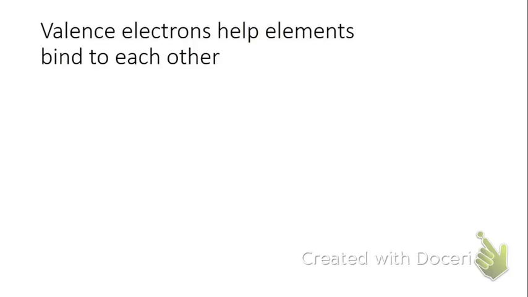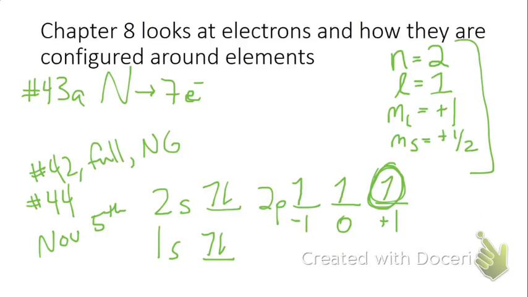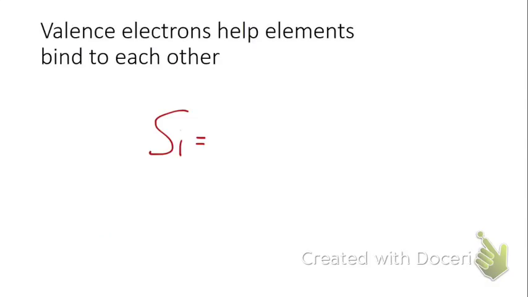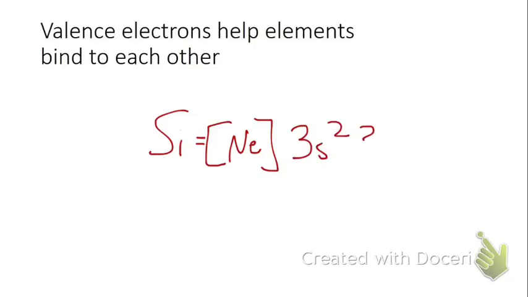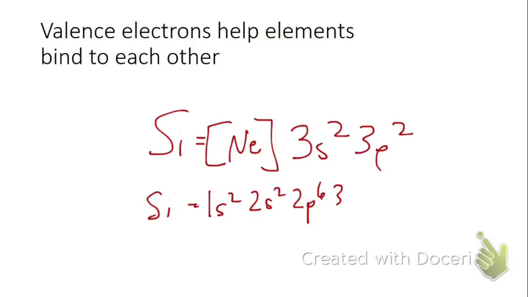So, valence electrons. There are two different types of electrons. There's the core electrons, and then there's the valence electrons. When we looked at silicon, silicon was neon 3s2, 3p2, because it's one to the left of phosphorus that we just did. I'm going to also write the full one: 1s2, 2s2, 2p6, 3s2, 3p2.